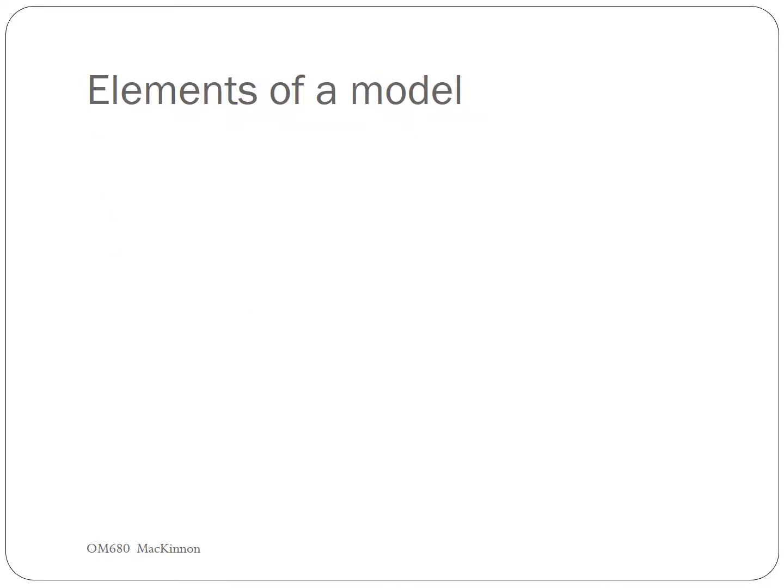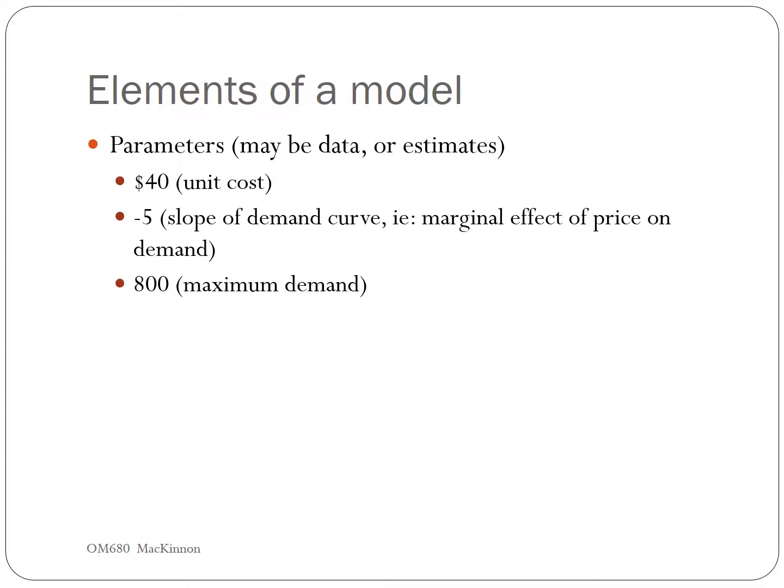So continuing on with the elements of a model, the elements of a spreadsheet model first are parameters. This could be historical data or some kind of estimates based on historical data. In our case, we have three parameters in this example. One is $40, that's the unit cost. Minus 5, as part of that demand curve equation, is the slope of the demand curve. In other words, it's the marginal effect of price on demand.